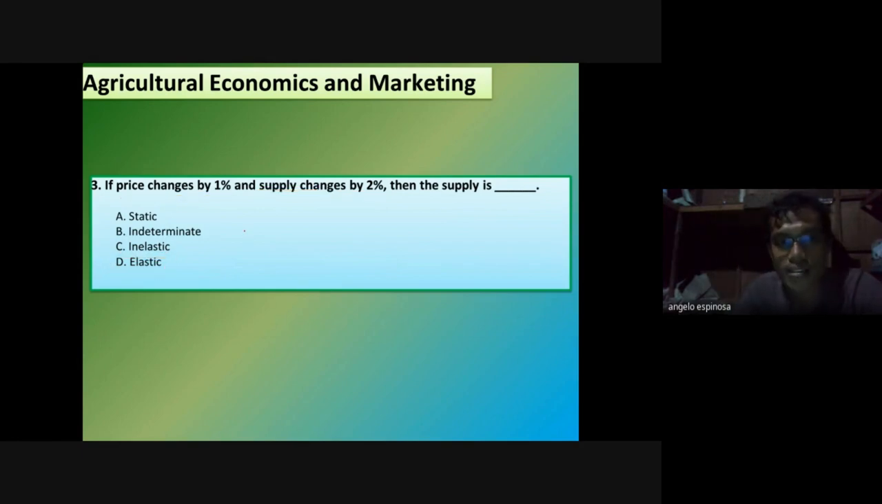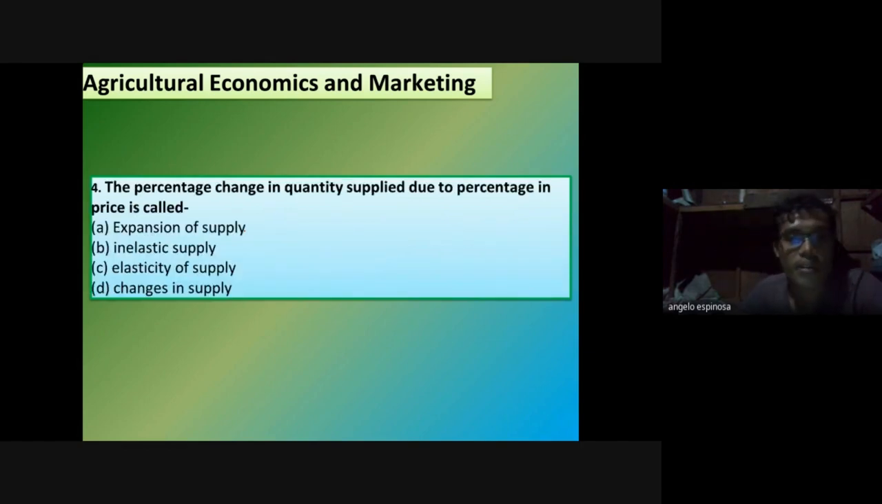Next is number 4. The percentage change in quantity supplied due to the percentage change in price is called, what we call, elasticity of supply.